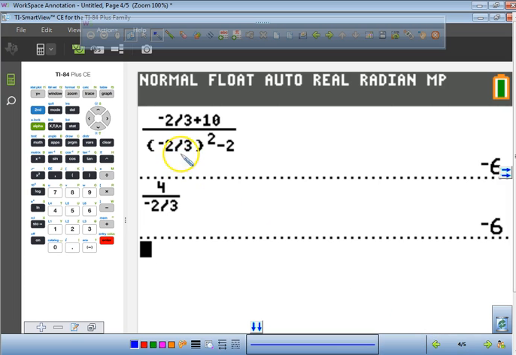So in parentheses, I put the negative 2/3 and I squared it. Whenever you square a number, it's very important you put it in parentheses because parentheses matter, people. They matter.